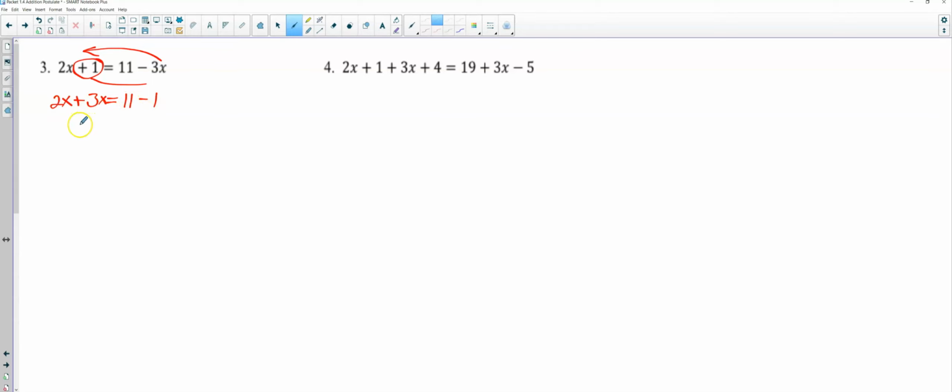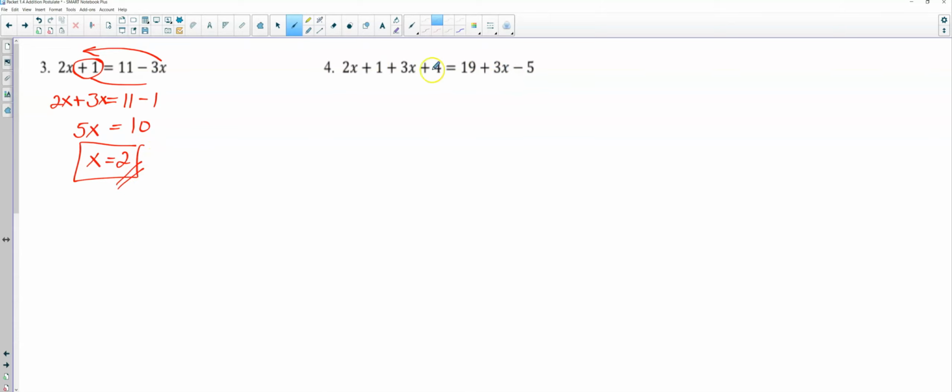Notice 2x plus 3x. Now I could combine like terms. That's 5x. 11 minus 1, that is 10. Now divide by 5 on both sides. So x is 10 divided by 5, that is 2. See how simple? That's how you work your equations.